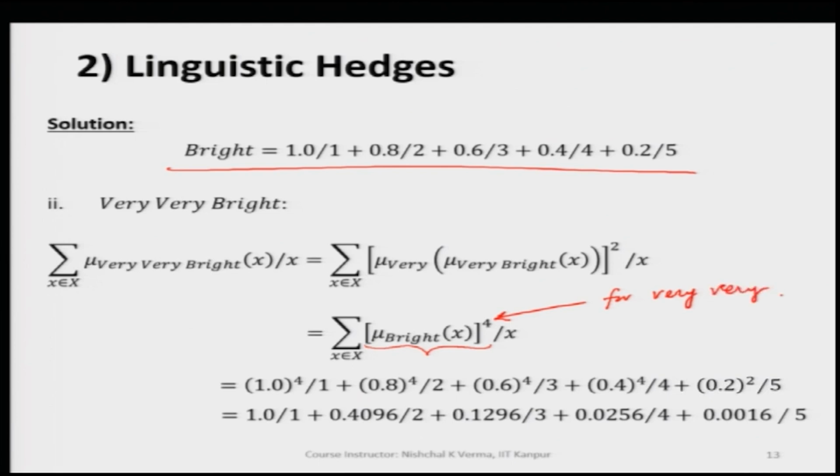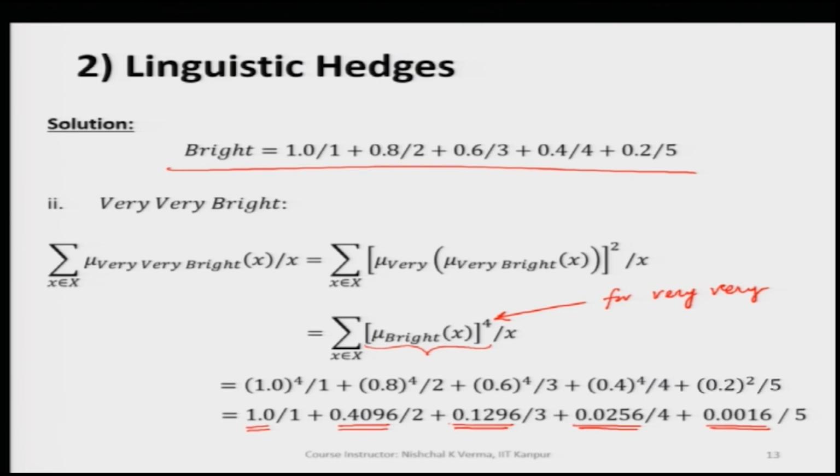So, when we use the hedge very bright, and we want to have very bright, we do this by increasing the powers of the respective membership values by 4, and we get its membership values like this. And please note that here no change will happen to its corresponding generic variable values, which are 1, 2, 3, 4 and 5.